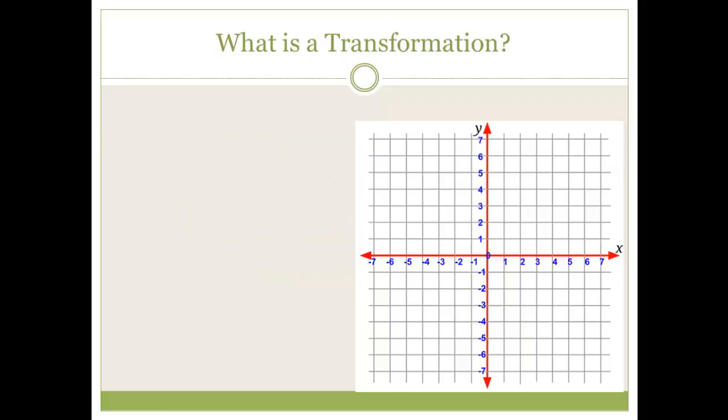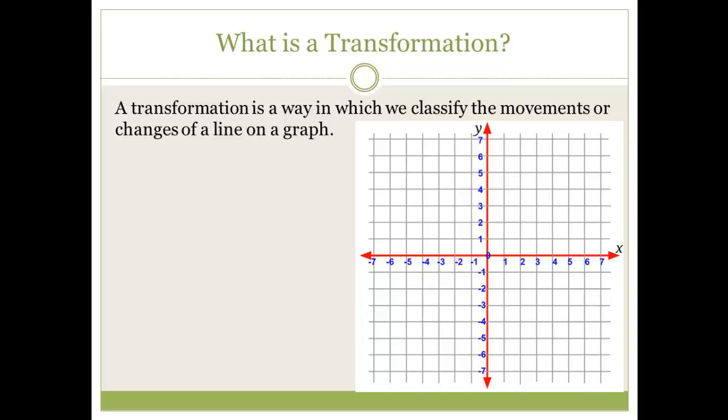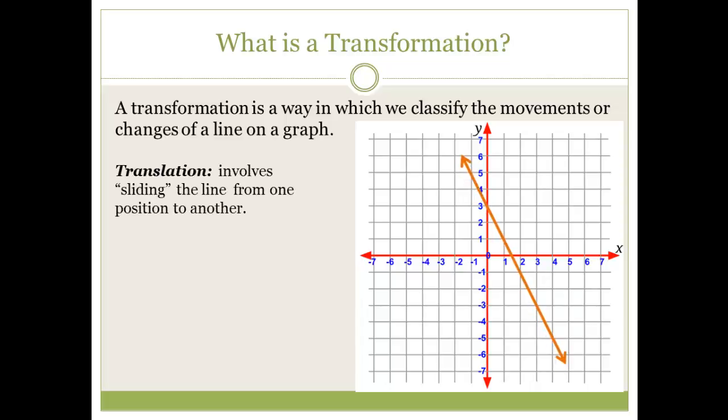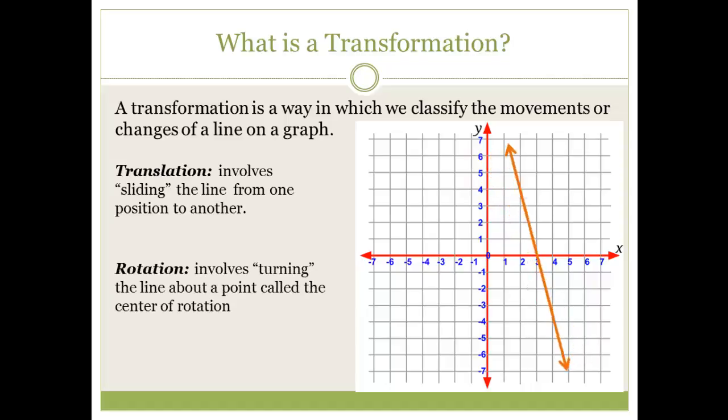Transformations. What is a transformation? A transformation is a way in which we classify the movements or changes of a line on a graph. A translation involves sliding the line from one position to another. A rotation involves turning the line about a point called the center of rotation.